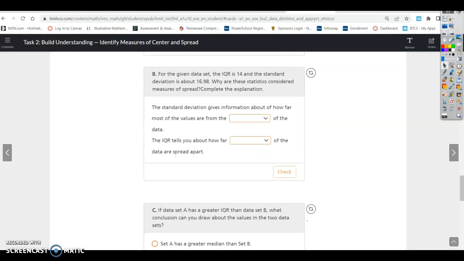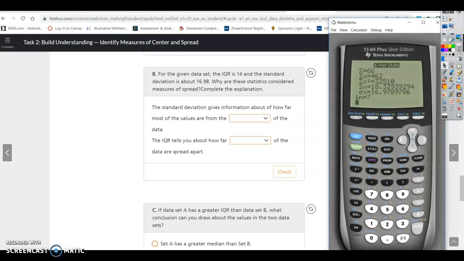All right, for the given data set, the interquartile range is 14 and the standard deviation is 16.98. So let's go back to our data set and see if that's what we found. So if we look at the interquartile range here, Q3 minus Q1, 68 minus 54 would be 14, so that is correct. And the standard deviation, again, was this one right here, 16.98. So they rounded it to the 100th place. 16.98 is correct as well.